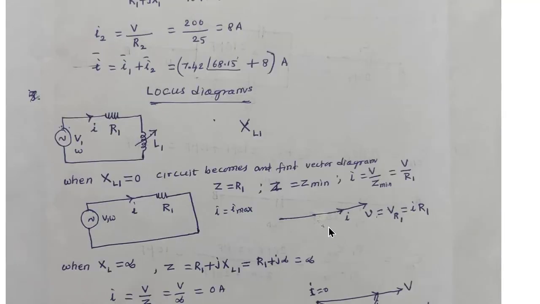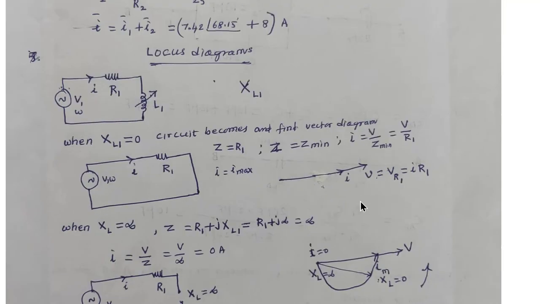So with 0 XL value, we know the vector diagram. And with XL infinity, we know the current, that is 0. So taking this vector, we can say this is the 0 current position. So this is the I equal to 0 position. That happens only when XL is infinite. And this happens when XL is 0.